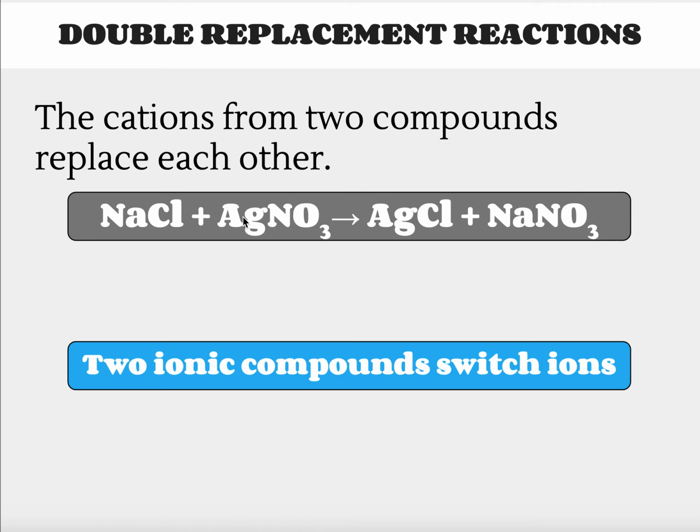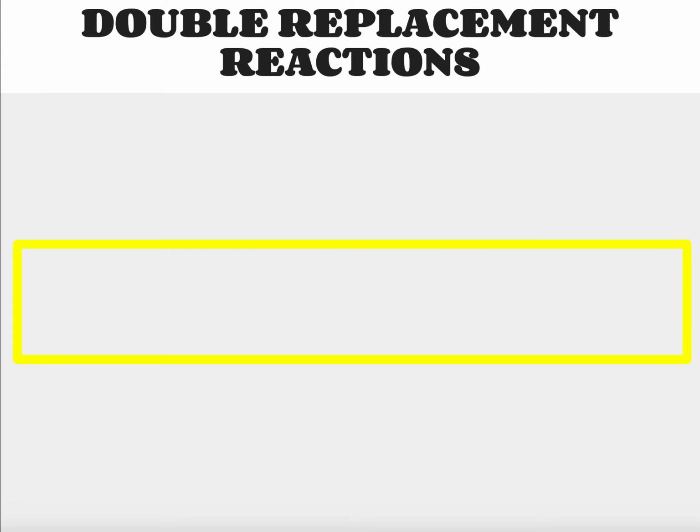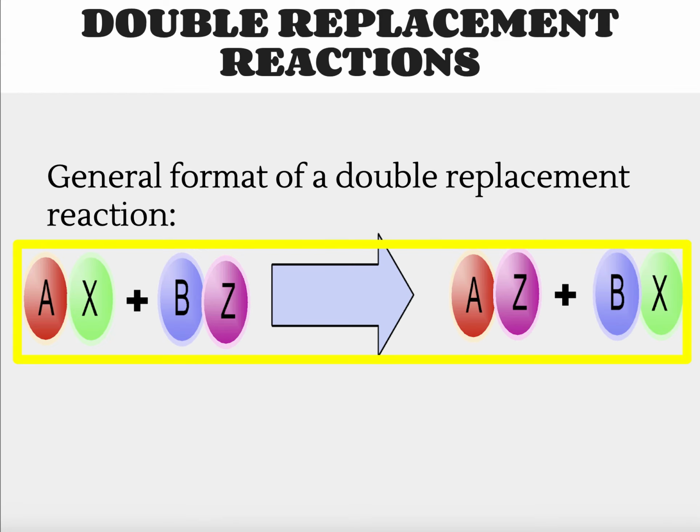So every ion is going to be paired up with something else. So the silver leaves the NO3 and pairs up with the Cl, and the Na replaces that silver and pairs up with the NO3. That is what is happening during a double replacement reaction. This is our general format of a double replacement reaction. You want to write this down in your notes. This is a test question. This is how double replacement reactions work.